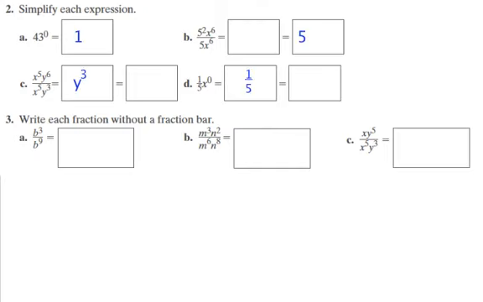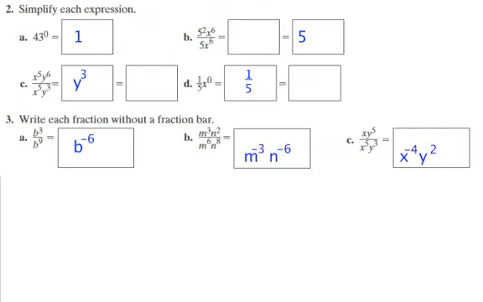Number 2A is 1, B is 5, C is y to the 3rd, and D is 1/5. If you have a question about any of those, mark it and ask about it in class tomorrow.